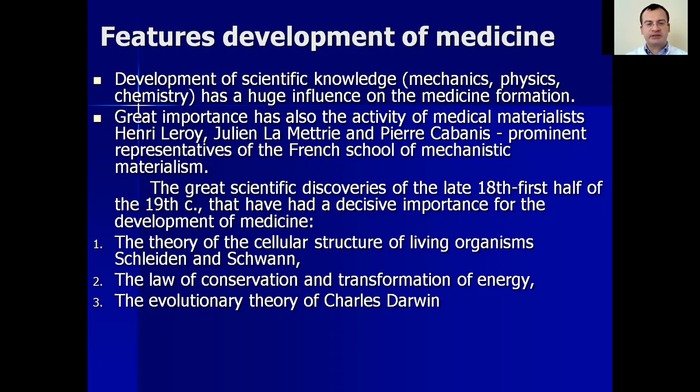The great scientific discoveries of the late 18th and the first half of the 19th centuries, such as the theory of cellular structure of living organisms of Schleiden and Schwann, the law of conservation and transformation of energy, and the evolutionary theory of Charles Darwin.